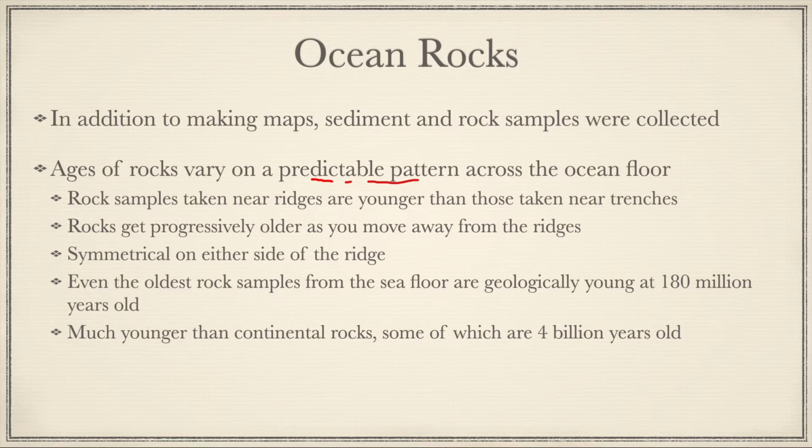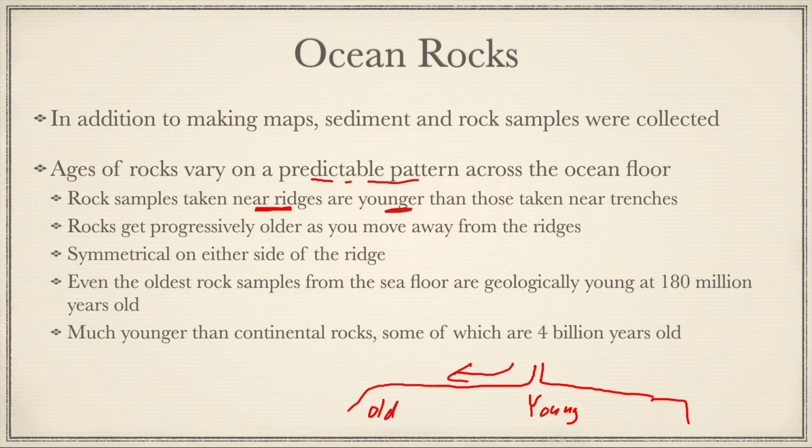So rock samples taken near the ridges are younger than those taken near the trenches. So if you have your ridge here, come over, we have a trench here. These are young. These are old. Okay, and so let's move this way. So you have younger rocks near the ridges, and then the rocks get progressively older as you move away from the ridges. So they are youngest near the ridge, and then they get progressively older as you go away from the ridge. Okay. It's also symmetrical on either side of the ridge.